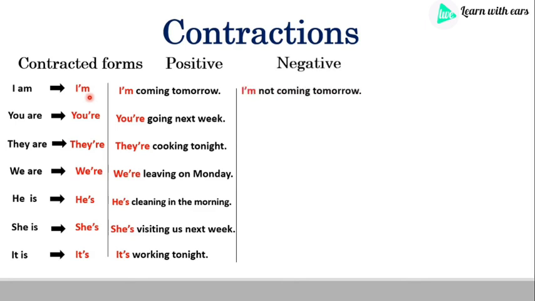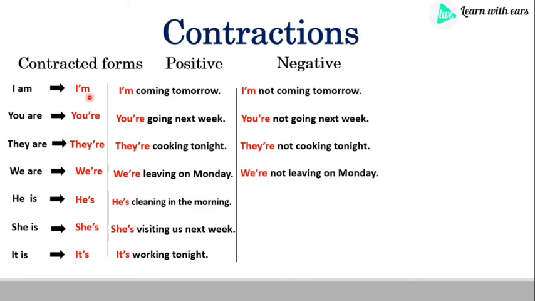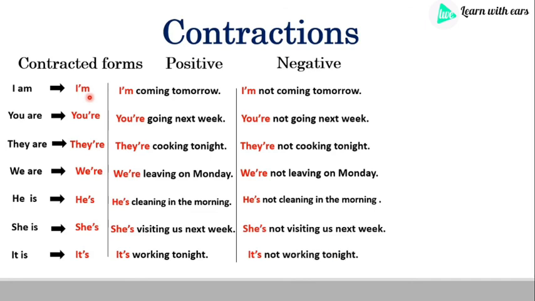I'm not coming tomorrow. You're not going next week. They're not cooking tonight. We're not leaving on Monday. He's not cleaning in the morning. She's not visiting us next week. And it's not working tonight.